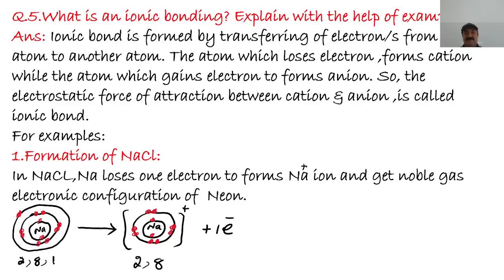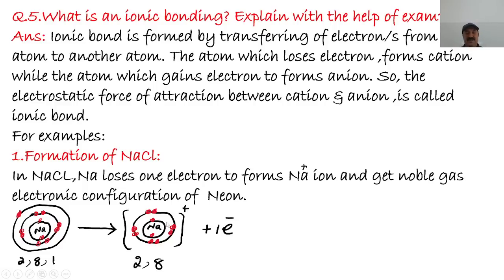For example, formation of NaCl. In NaCl, Na loses one electron to form Na plus ion and gets the noble gas electronic configuration of neon. For example, this is sodium. Sodium has 11 electrons. So first 2 electrons in the first shell, 8 electrons in the second shell, and 1 electron in the last shell, which is called the valence shell.